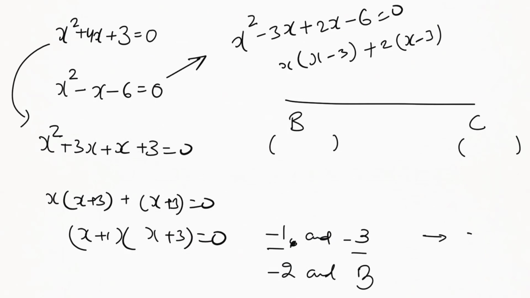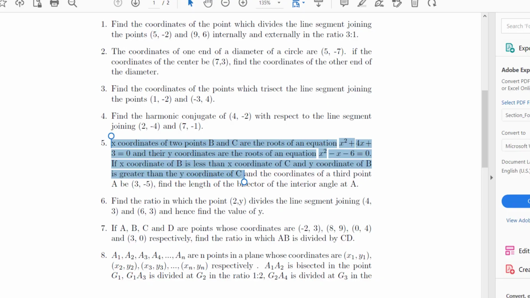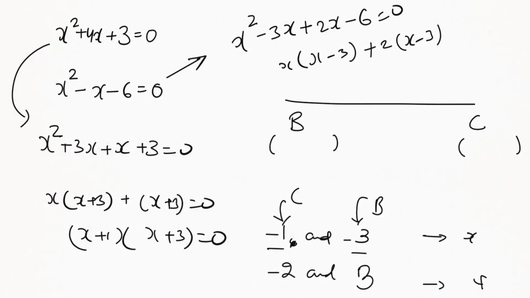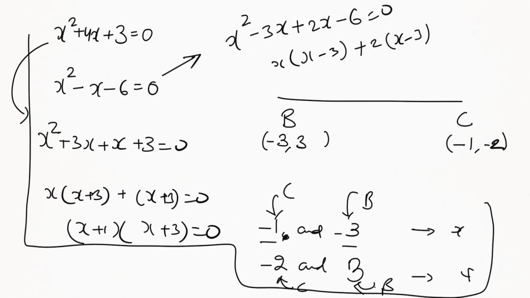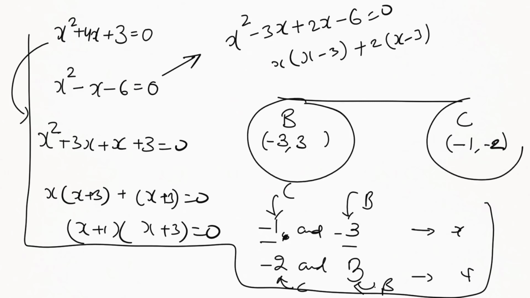And it says x coordinate of B is less than x coordinate of C. This is B, this is C. Second, y coordinate of B is greater than that of C. So this is greater. Again, this is B, this is C. So the points are -3 and 3, this is -1, -2. So the purpose of these equations and relations was to find the coordinates of the two points B and C. Now we know what B and C are.